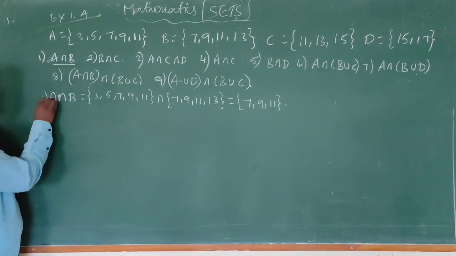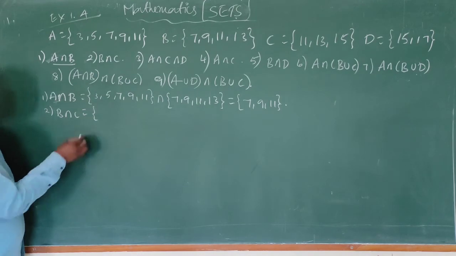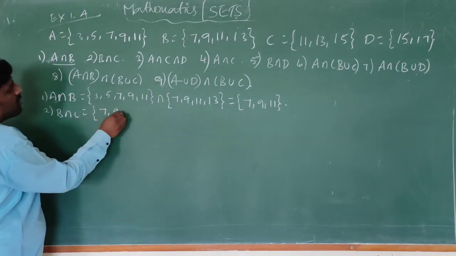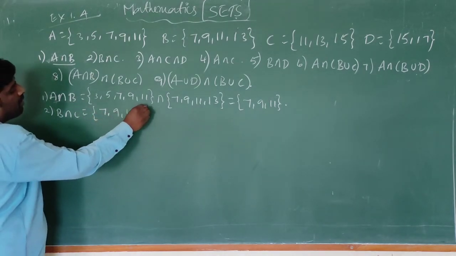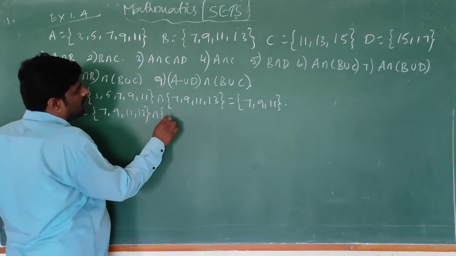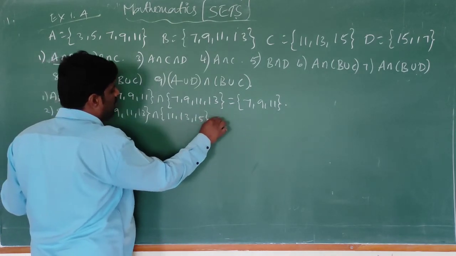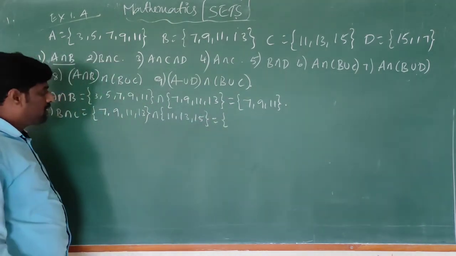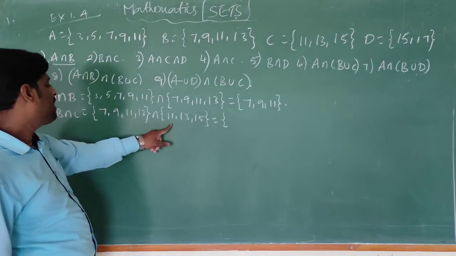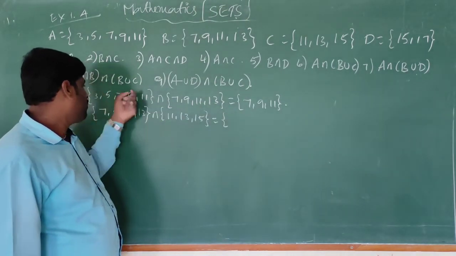Next, B intersection C. B is 7, 9, 11, 13. Intersection 11, 13, 15. What is common element? 11 and 13. So here the elements written must be in this set and also in this set.